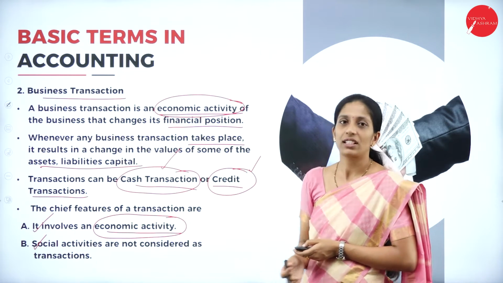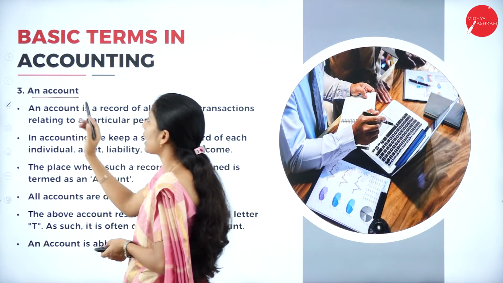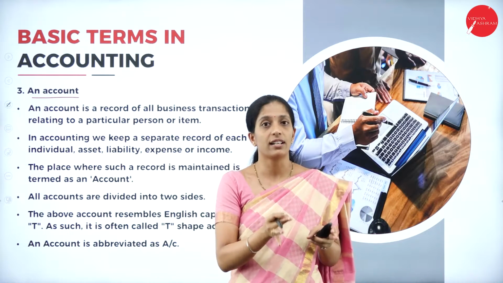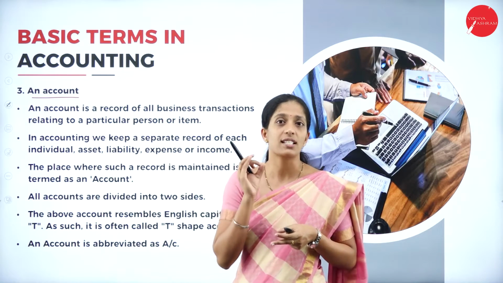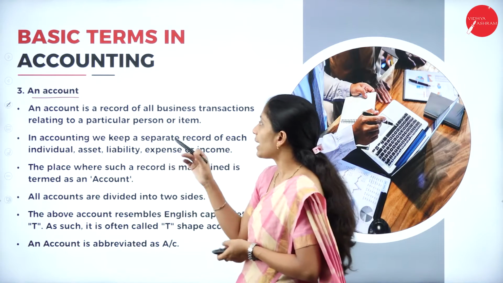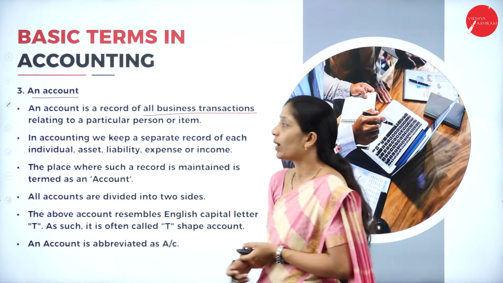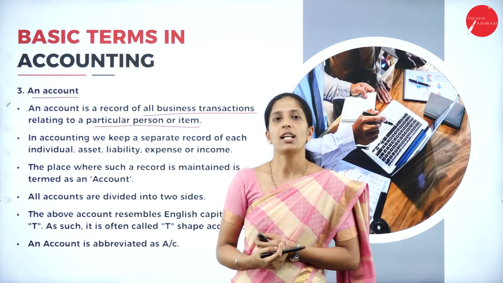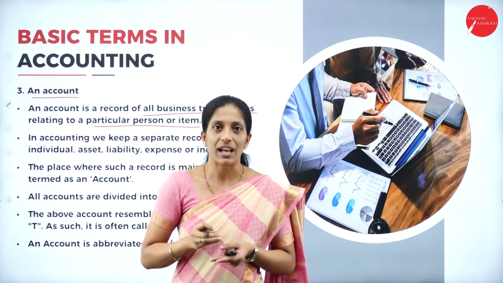So, hope you are clear with the business transaction. Now, coming to the third term, that is an account. Now, let us see what is an account. We have already learnt, we have heard the term ledger account. Then, what is the term account? So, an account is a record of all business transactions related to a particular person or an item. So, in journal, we will record all the transactions in the chronological order one by one.